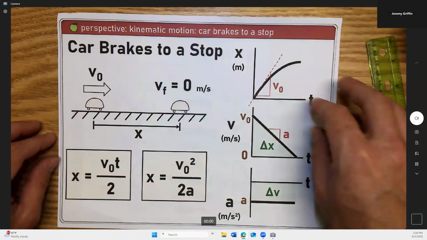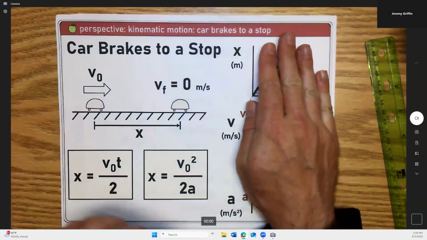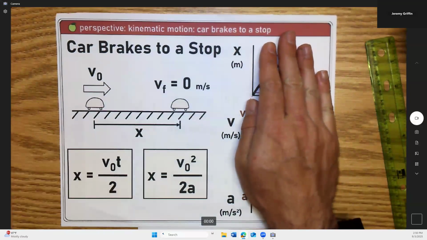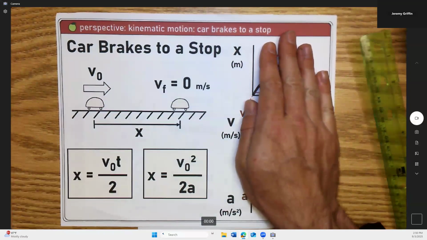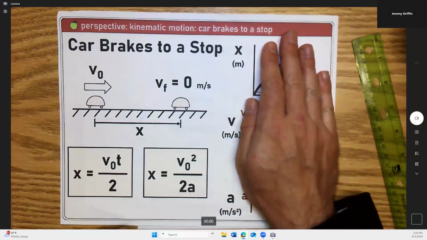Okay, if I had a lot more time with the guys, well, here, I'll do this anyway. Let's cover these 3 graphs so you guys can figure this out one by one. So, car brakes to a stop. Let's start with the middle graph.